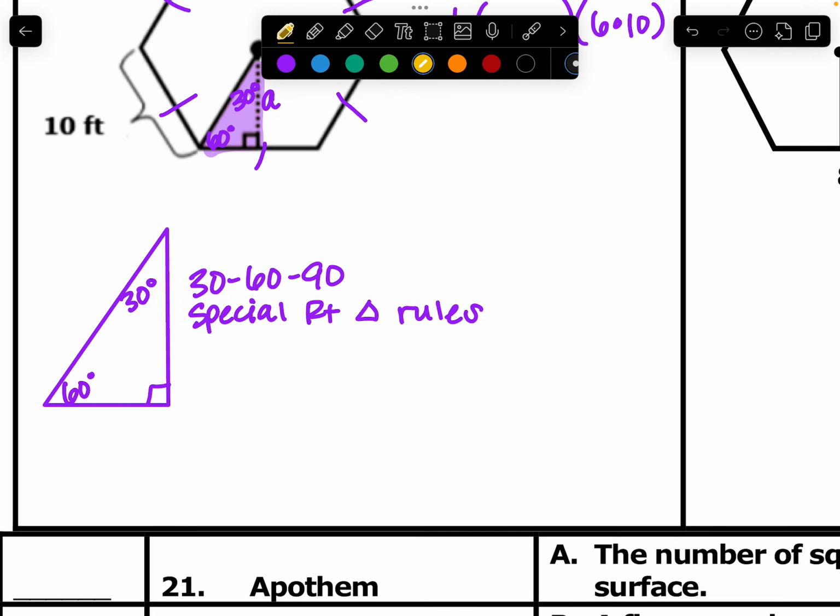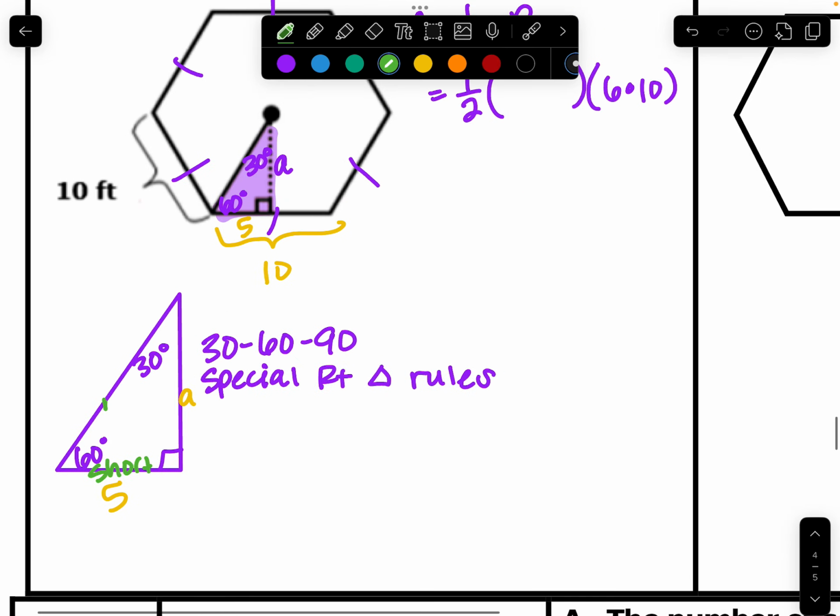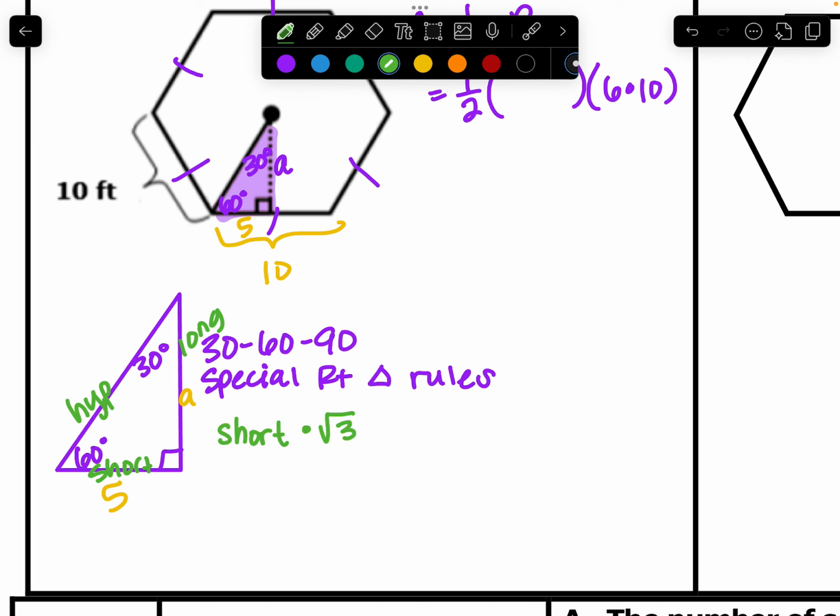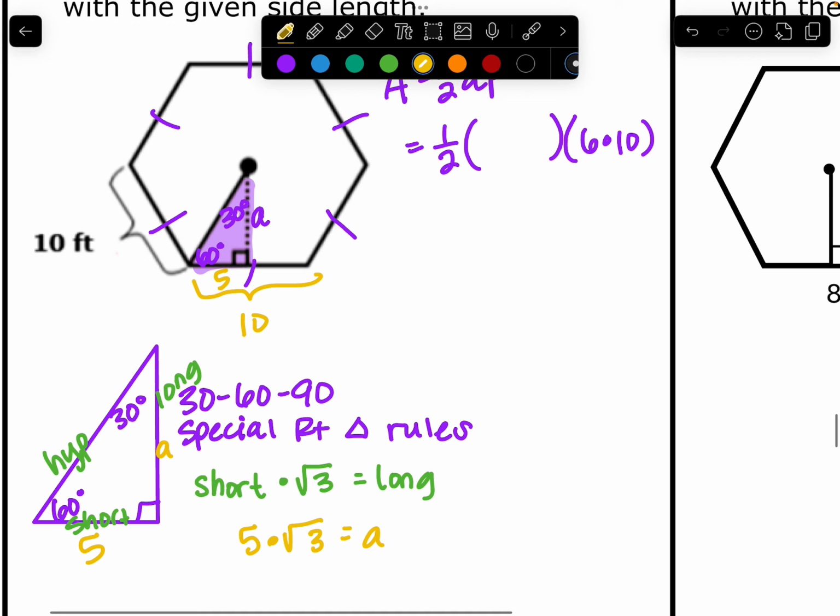And when we do that, this is 5. We know that that's 5 because this whole thing is 10. Half of that would be 5. And we don't know this. All right, so label your sides. This is the short leg. This is the hypotenuse. And this is the long leg. The relationship between short leg and long leg is if you take the short leg and you multiply it by the square root of 3, that'll equal the long leg. So that'll be 5 times square root of 3 equals A. So that's what I'm going to plug in up here. And let's work it out and see what we get.